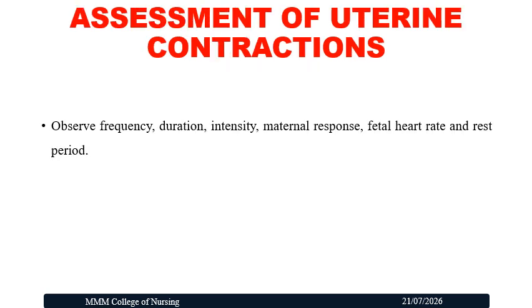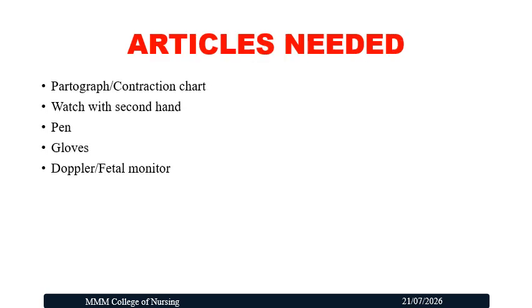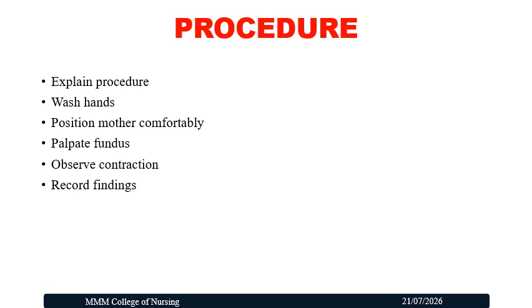The assessment of uterine contractions can be done with the help of frequency, duration, intensity, maternal response, fetal heart rate, and resting period. Articles needed are the partograph or contraction chart, watch with second hand, pen, gloves, Doppler, and fetal monitor. Procedure: explain the procedure to the patient, wash hands, position the mother comfortably in the supine or left lateral position, palpate the fundus, observe the contractions, and record the findings.